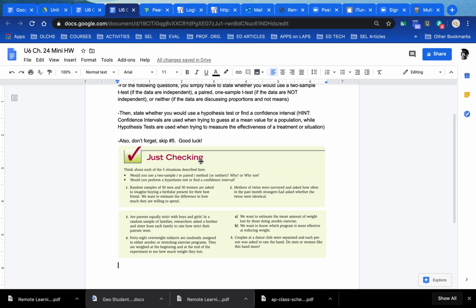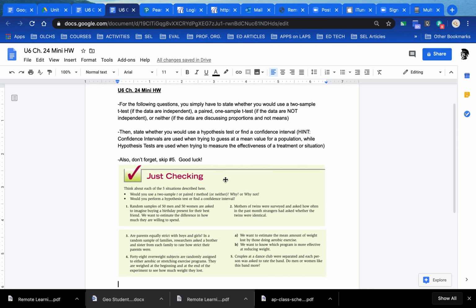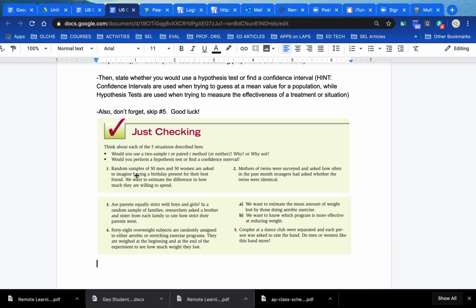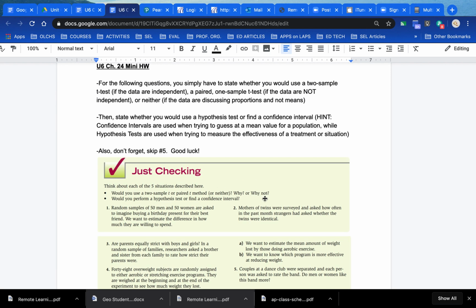Now, for the homework today, just a little brief intro to that to help you. You don't have to use the calculator. This literally is just the following. It says, think about what we're doing, read these situations. Does it sound like you'd use a two sample or paired t method? So you're getting some practice determining if they are dependent or independent, or neither. And again, neither is just thrown in there. If it's a proportion type of question, you wouldn't use either of these. You'd use a z-test. So you're just telling me what you would use.